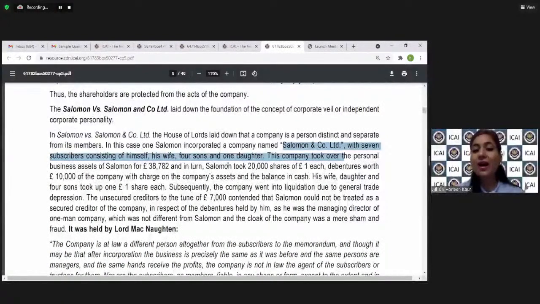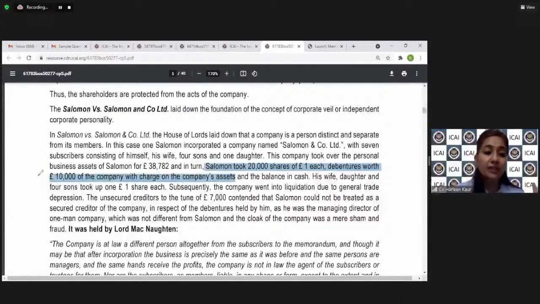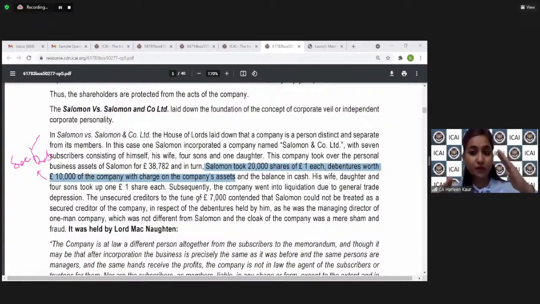How was this divided? He took 20,000 shares of ₹1 each, debentures worth 10,000, with a charge on the company's assets. This is a very important line. Please write it down in your own words. This means he became a secured creditor to the company. He has secured debentures. When you say charge on the asset, it means he has taken up secured debentures. Now children, when you have done accounts, you must have the basic information of secured creditors and unsecured creditors.